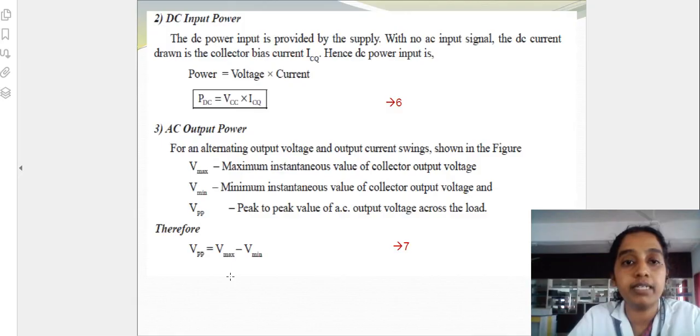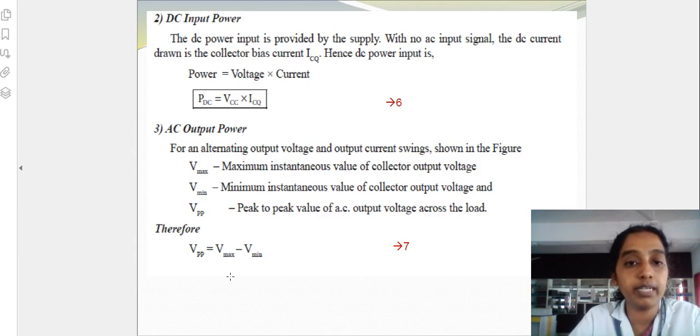How to calculate the DC power? The DC power input is provided by the supply. With no AC input signal, the DC current drawn is the collector bias. So what is the collector current? ICQ. Power is equal to voltage into current. The voltage is the direct voltage which we get from the supply, VCC, into the collector current IC. By this we can calculate the DC input power.